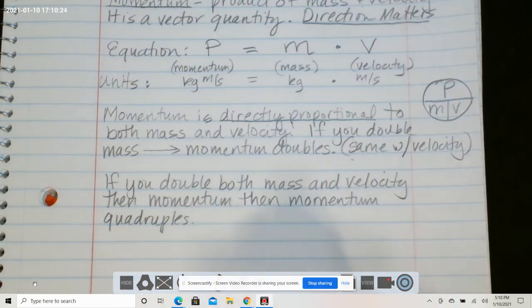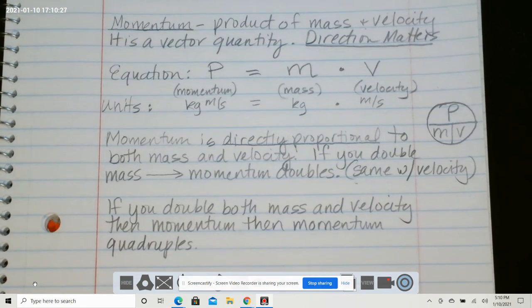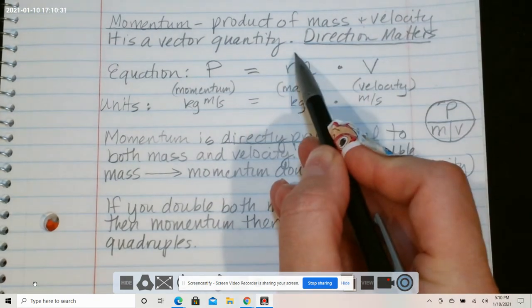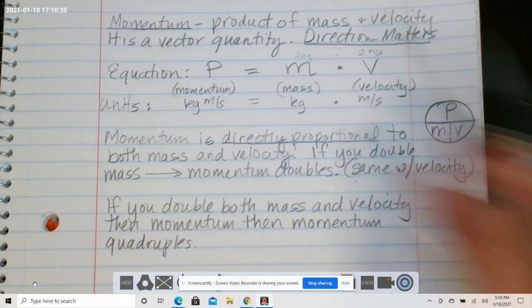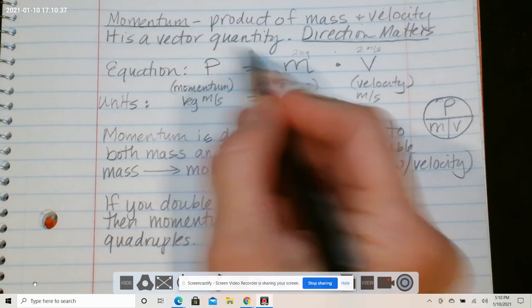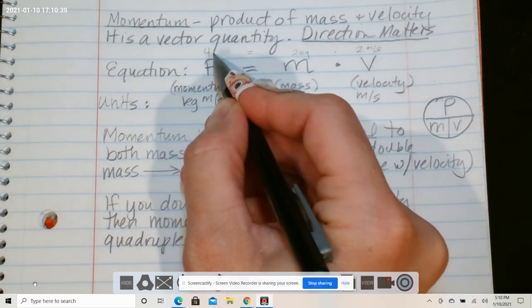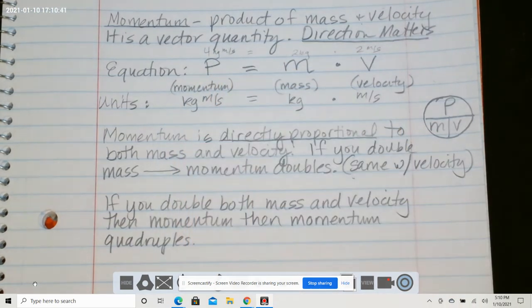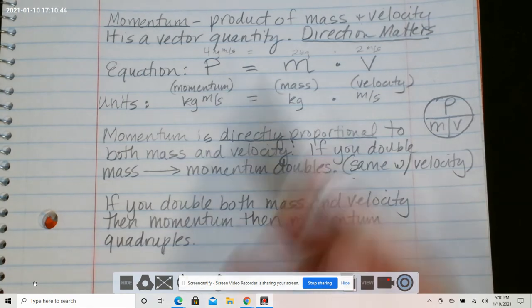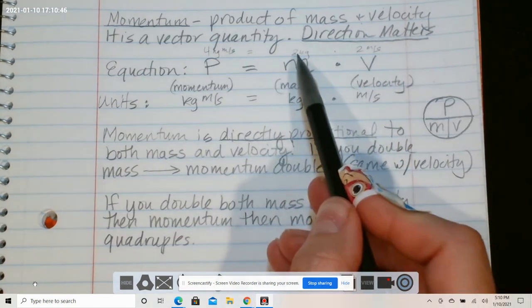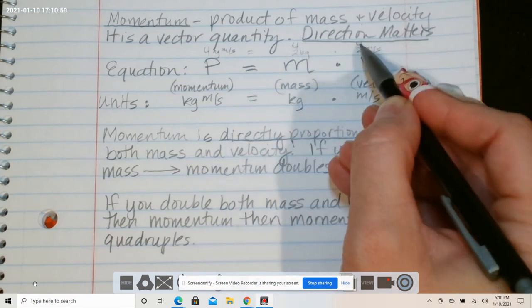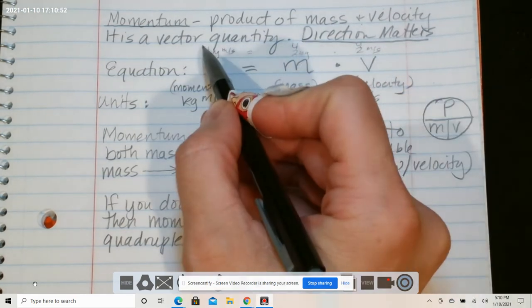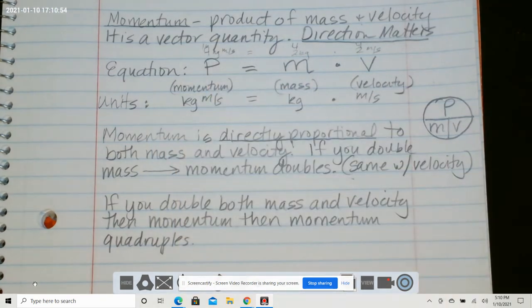So you could do a little test just by thinking about it. Like take a really, really easy number to double. Say we had a mass of 2 kilograms and a velocity of 2 meters per second. If I multiply 2 times 2, I'm going to get a momentum of 4 kilograms meters per second. Now, what if I double the mass and double the velocity? Well, doubling the mass is 4. Doubling the velocity is 4. Well, 4 times 4 is 16. I just quadrupled the momentum.